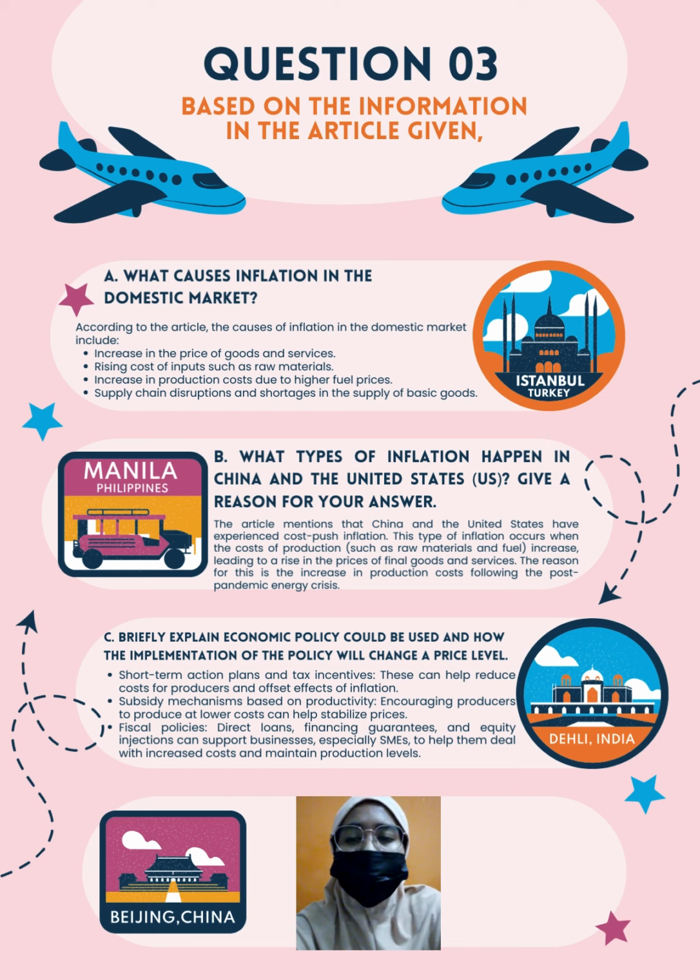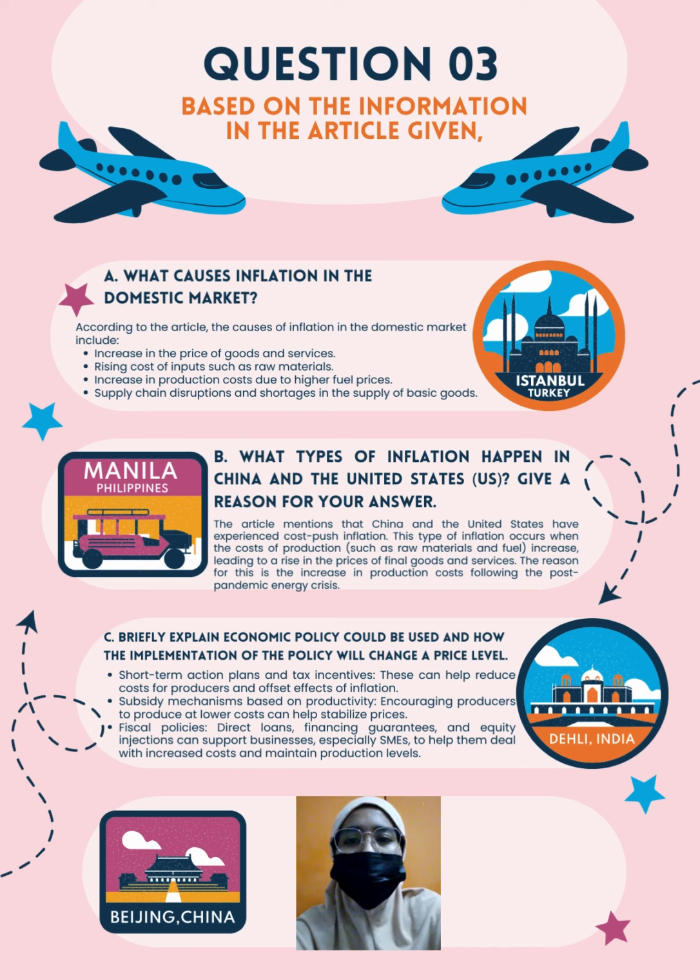B. What types of inflation happen in China and the United States (US)? Give a reason for your answer. The article mentioned that China and the United States have experienced cost-push inflation. This type of inflation occurs when the cost of production, such as raw materials and fuel, increases, leading to a rise in the price of final goods and services. The reason for this is the increase in production costs following the post-pandemic energy crisis.